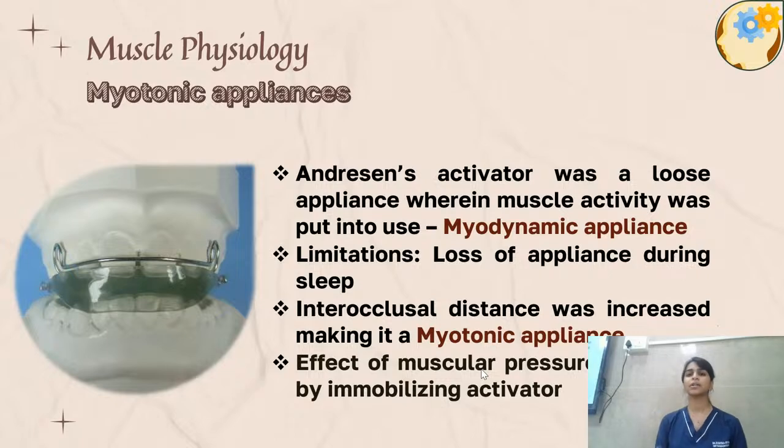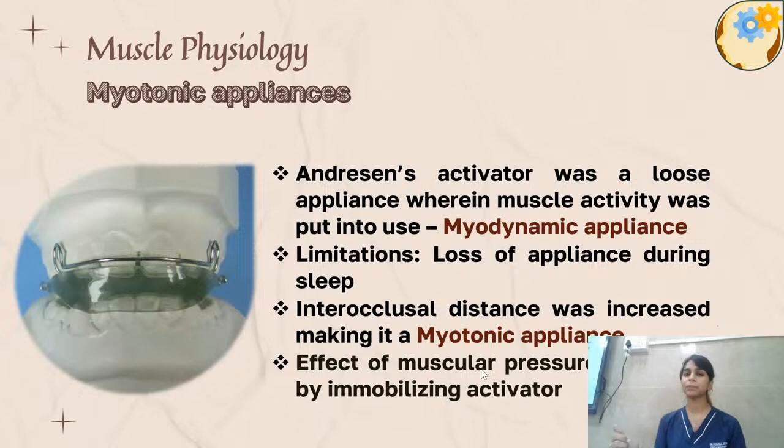So earlier, Anderson's activator was not a myotonic appliance. It was in fact a myodynamic appliance. Anderson's activator was earlier a very loose appliance wherein the muscle activity was put into use. However, to attain this, we had to construct the activator at the physiological rest position, because of which there was a major limitation that there was a loss of appliance during sleep.